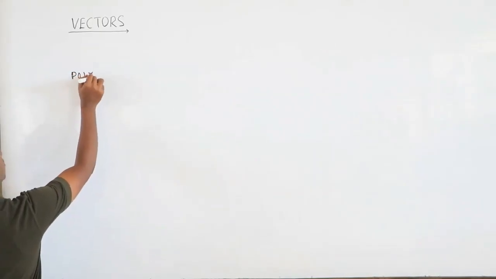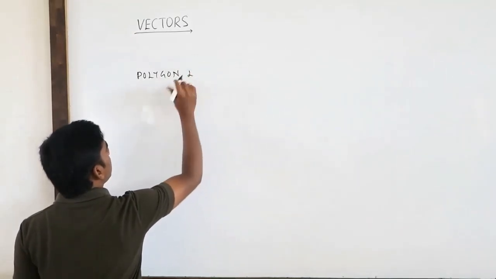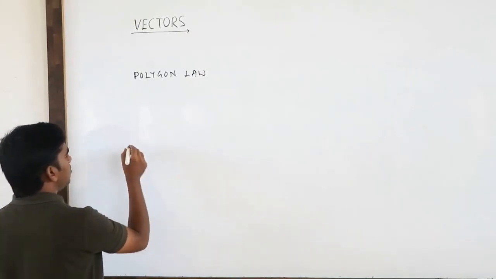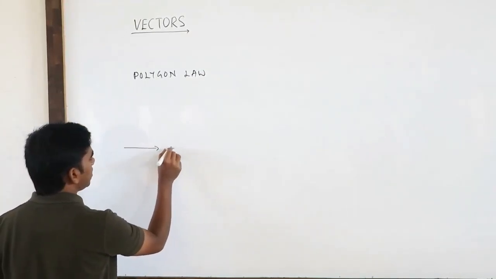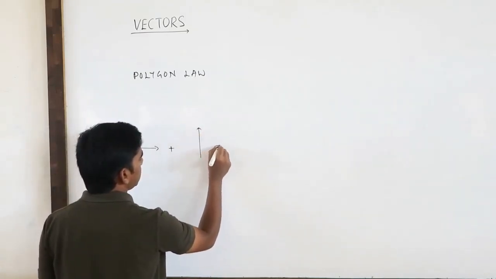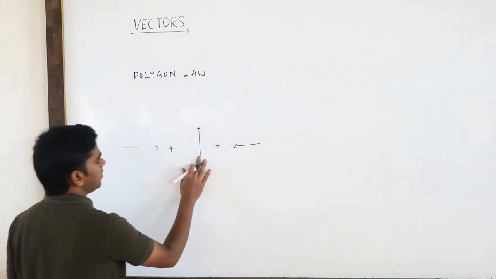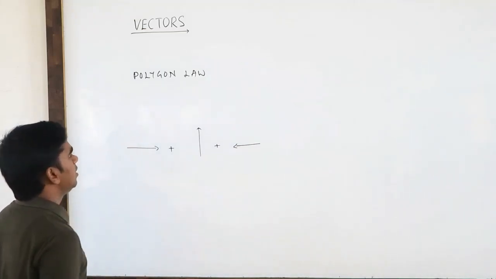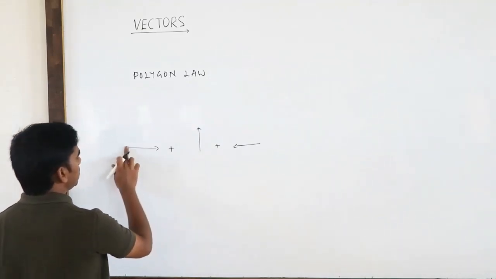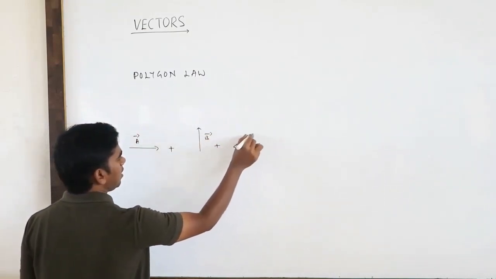Last class was the polygon law of vector addition. So, polygon law of vector addition: suppose there are more than two vectors, for example one vector over here, plus another vector like this, and one more vector in this direction. In this case we are going to use the polygon law of vectors. Say this is vector A, vector B and vector C.